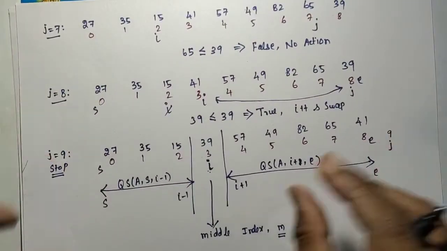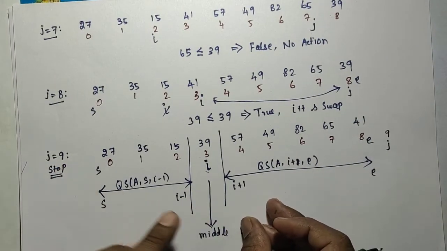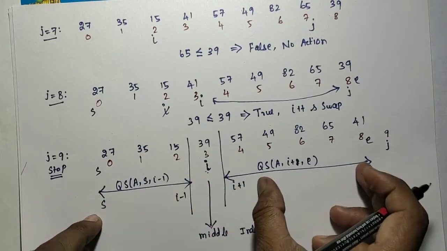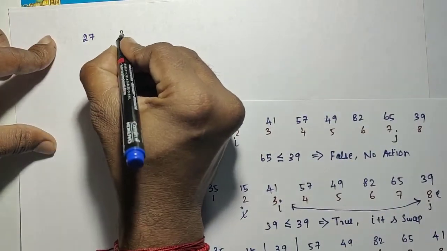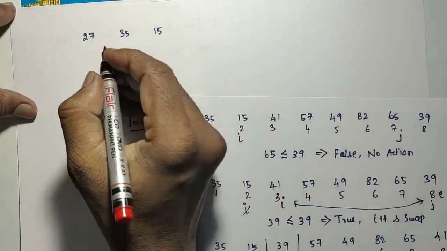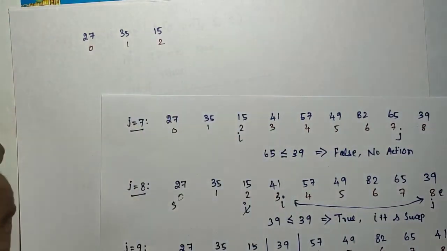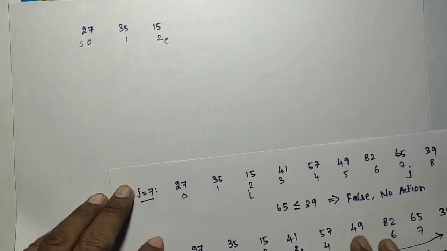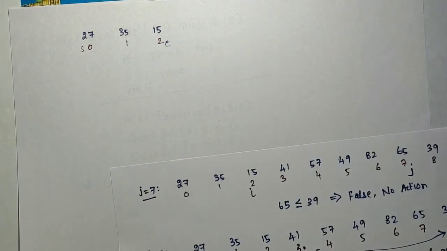If you continue this algorithm for the same kind of input, at the end of the first partition, this will be returned as the middle. Then I need to apply quicksort for this and this. So you will write this example, 27 and 35, and then 15 alone. The indices will be 0, 1 and 2, and this is s and this is e. How to apply the partition here? We are going to apply quicksort again. In the quicksort algorithm, what is the next step?